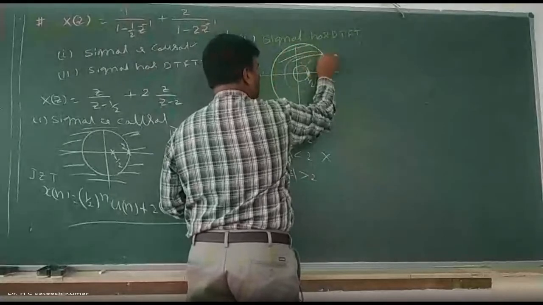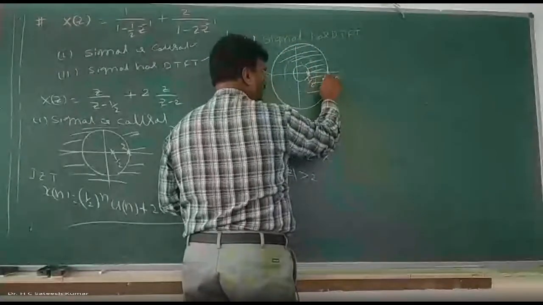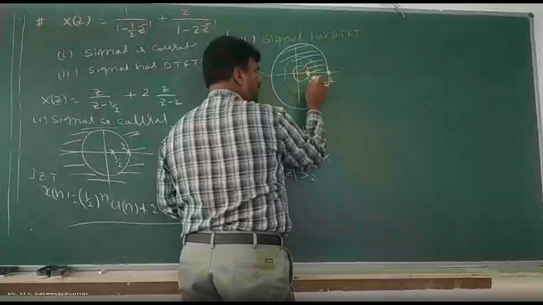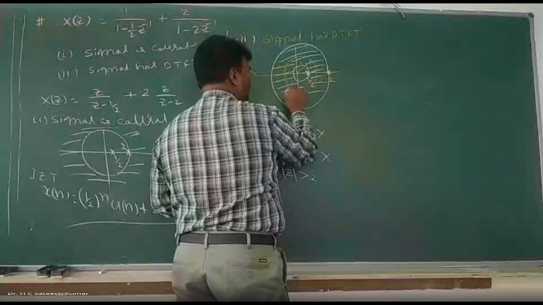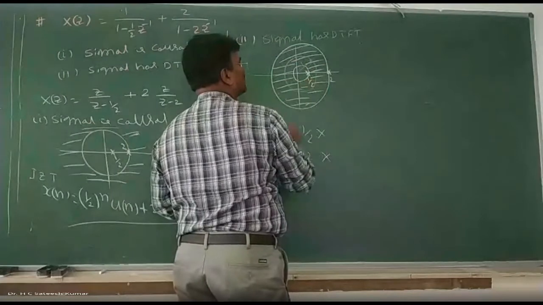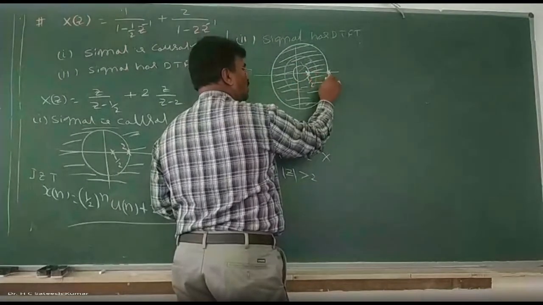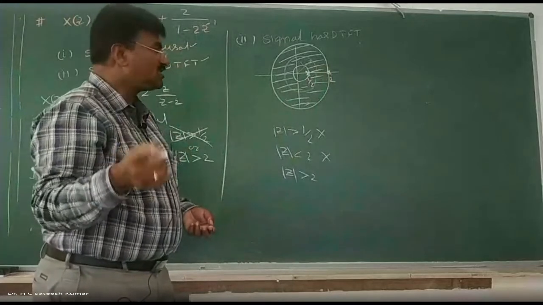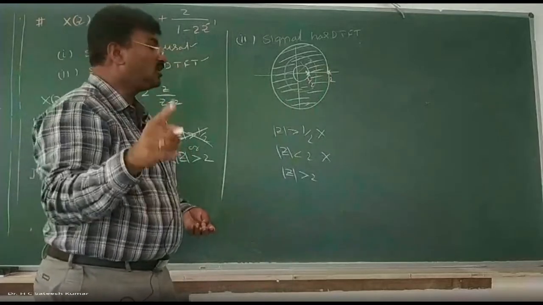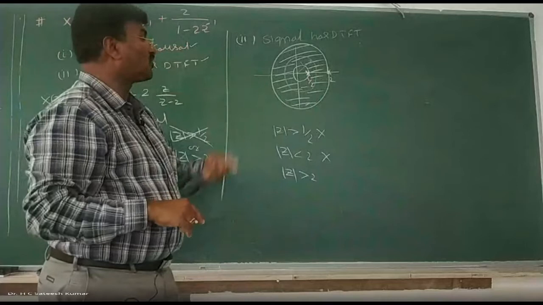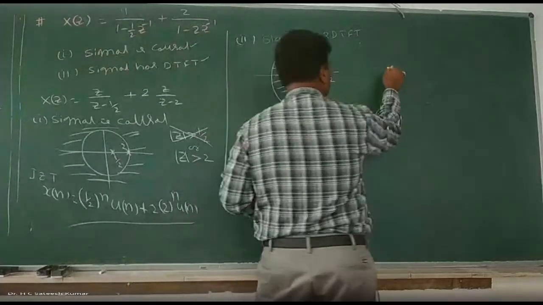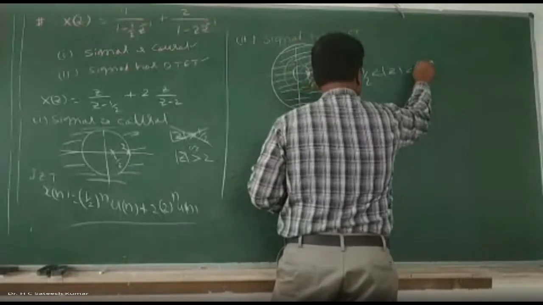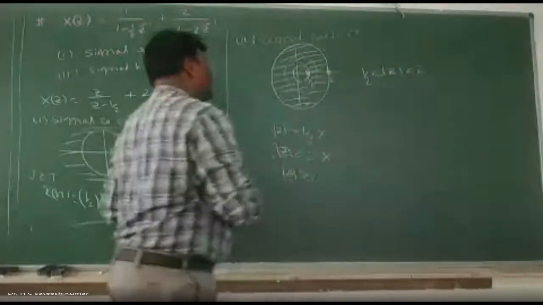So this is the ROC. See, one pole is here outside, one pole is here, but it is not in the shaded area. Now the ROC is not including the poles, and at the same time the ROC is including the unit circle. Then only the Fourier transformation exists. So the ROC should be mod z lies between half and 2. Okay, this is a two-sided sequence.